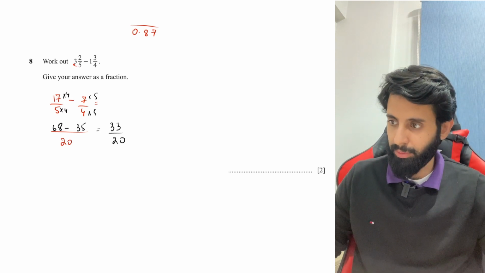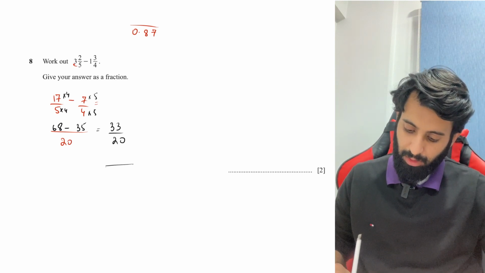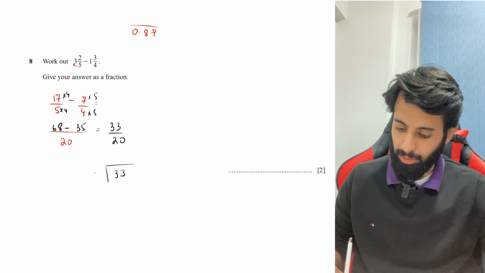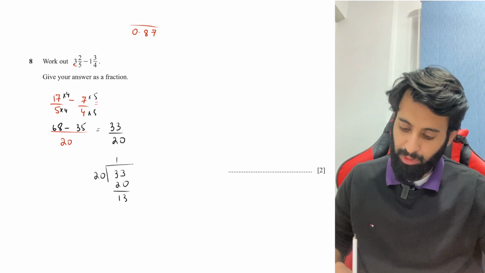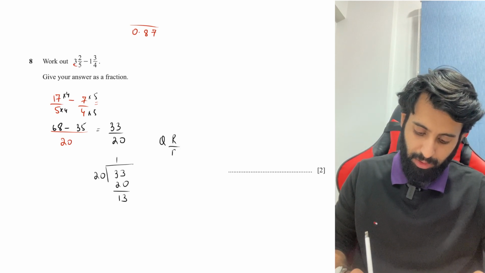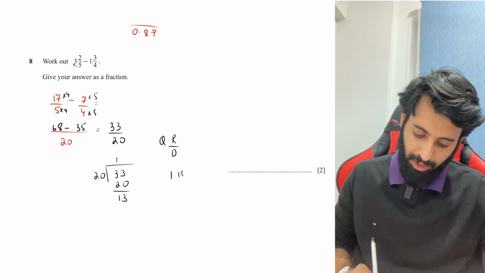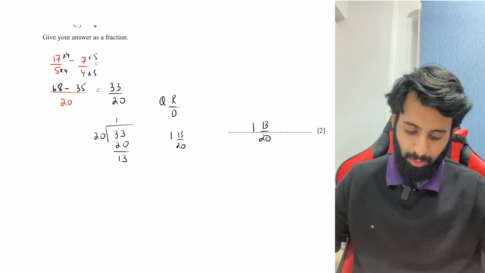You can stop here if you want, and even if you write this as a mixed number, that will also score you the same amount of marks. So 1 twenty is 20. I'll just do it so that you know what I'm talking about. And the remainder is 13. So how do you write a mixed number? Quotient, remainder over divisor. Quotient is 1, remainder is 13, divisor is 20. So that means I'm looking at 1 whole 13 upon 20.